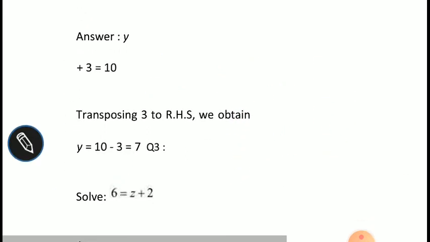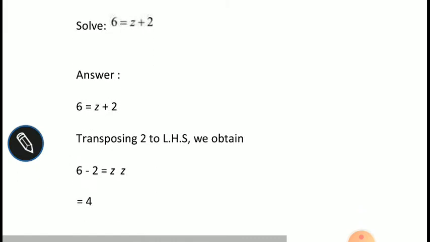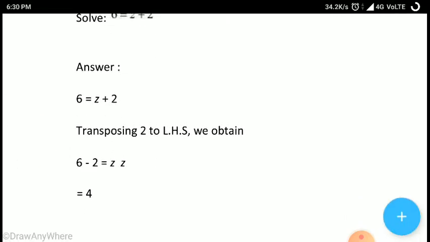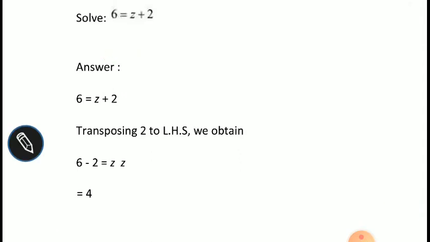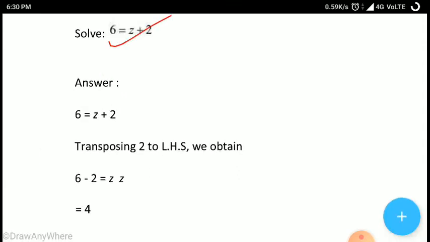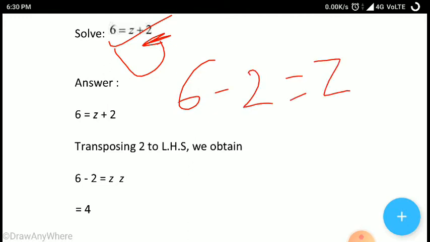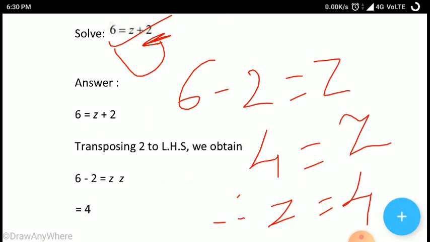Okay, now see the next question, question number 3. 6 is equal to z plus 2. So students, here also a very simple question. See, we just transpose plus 2 from RHS to LHS. Okay, so 6 minus 2 is equal to z. So 6 minus 2 is equal to what? 4. 4 is equal to z. So we write here z is equal to 4. Okay students, you can take a screenshot from here to solve the sums in your notebook.